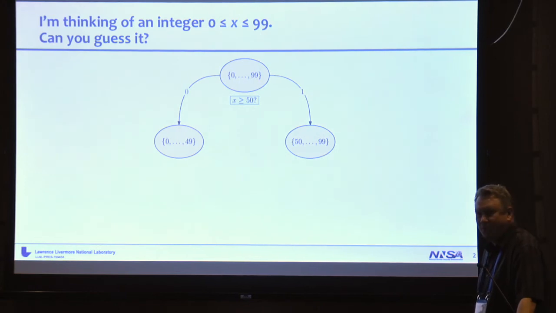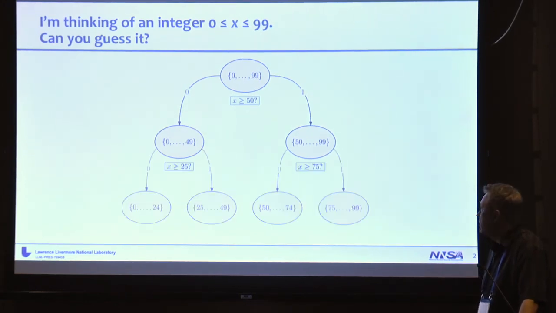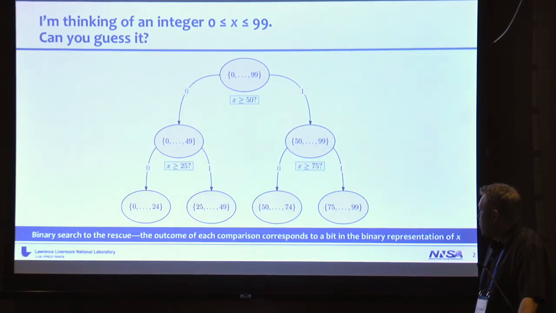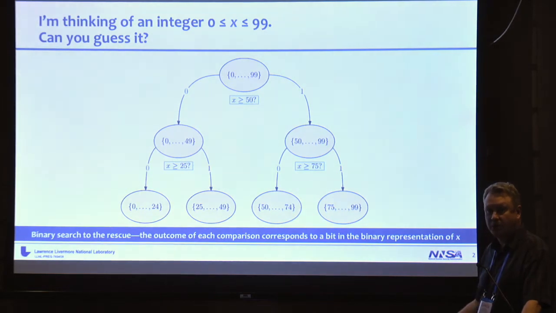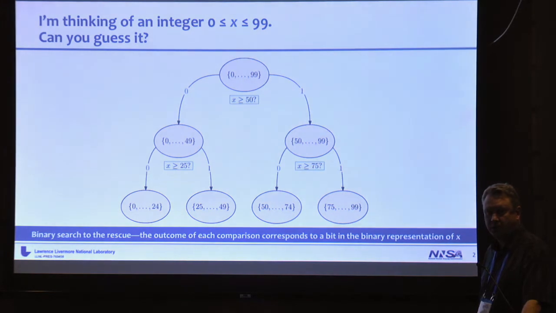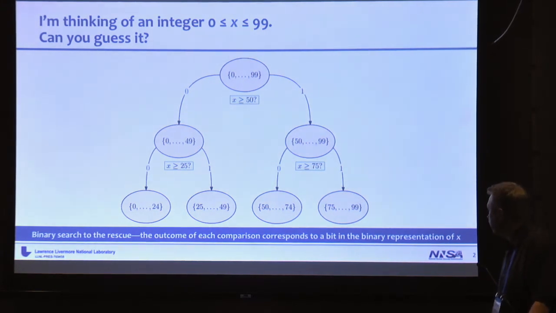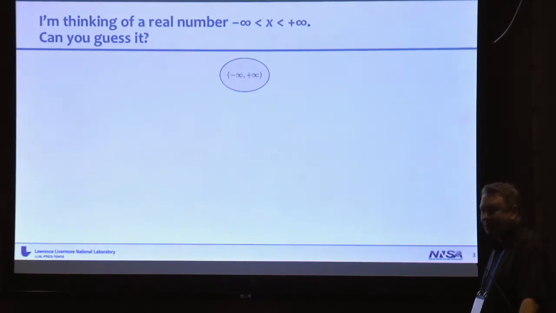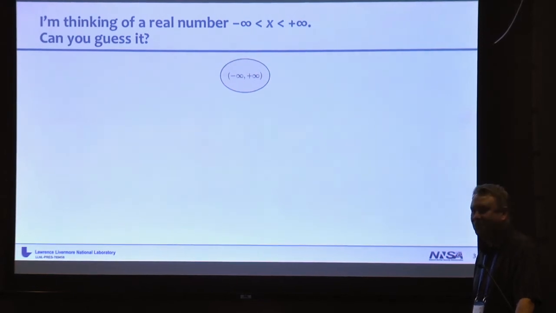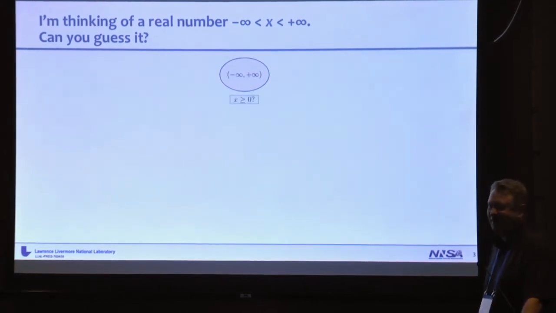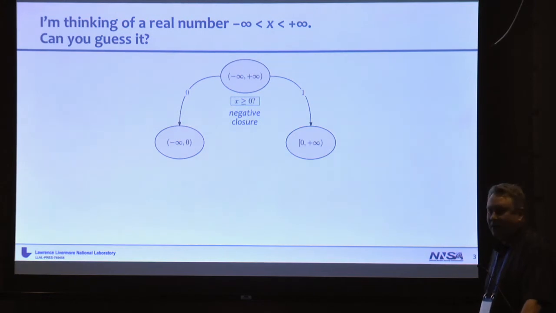Right. Everybody is pretty familiar with binary search for integers. In this binary search, what we're doing is essentially just making comparisons, right? And the outcome of each comparison corresponds to a 0-bit or a 1-bit, depending on whether the number was larger than or smaller than our guess. All right. Slightly more difficult exercise. I'm thinking about a number between negative infinity and infinity. Any guesses? 0. Yeah, it kind of makes sense, right?